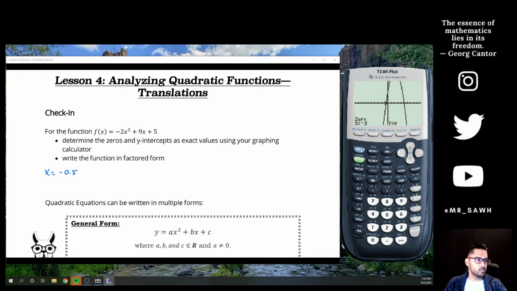And we can do this one more time on the other side here. So we'll calculate the other 0. And there's my cursor, should be coming around. So left bound, right bound, guess, and there is the other one: x is equal to 5.